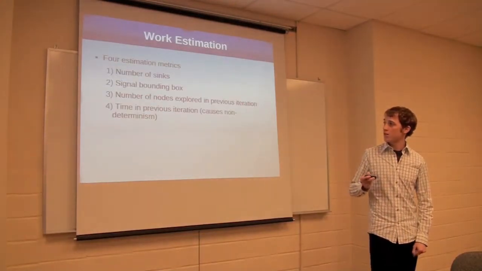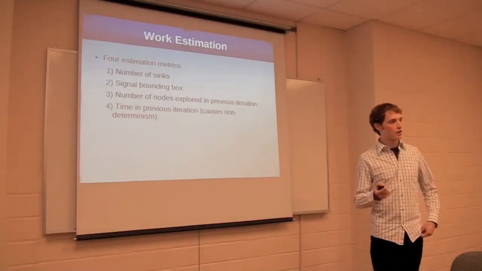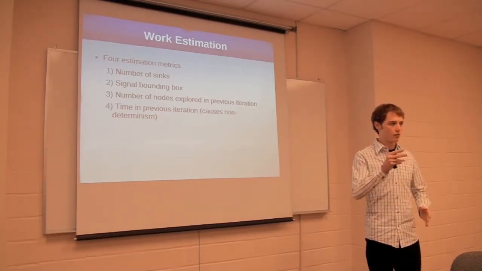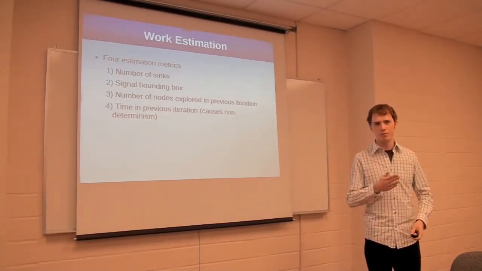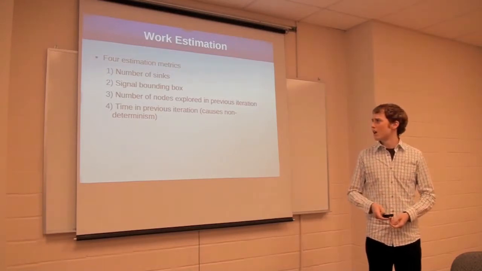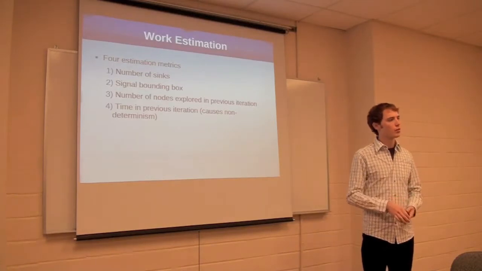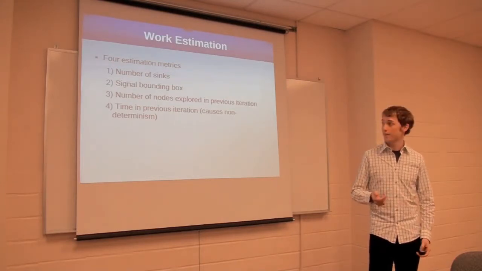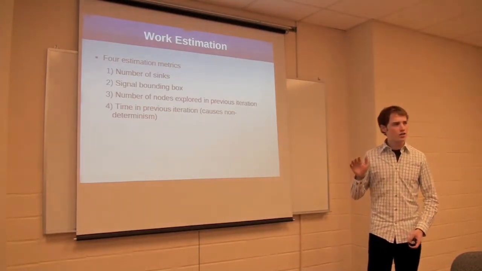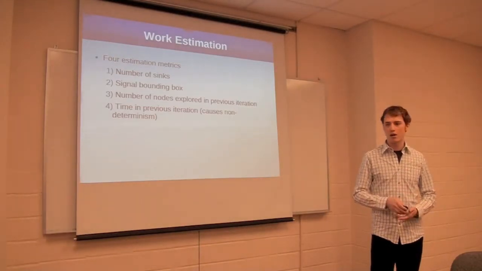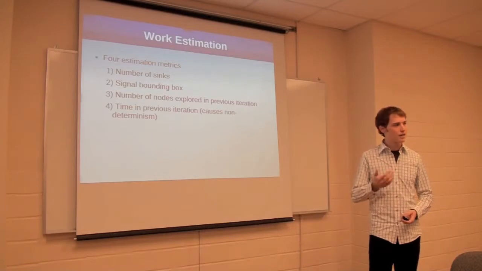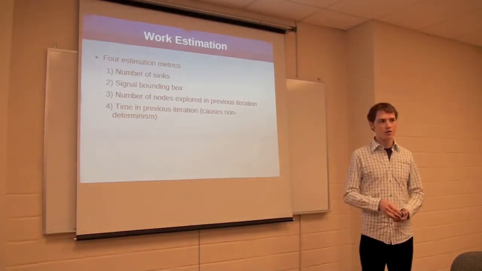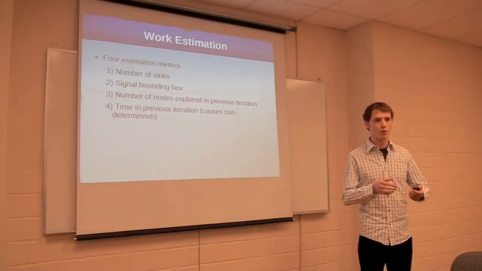So we used 4 estimation metrics. We tested them out. The first is the number of sinks for a signal. The second is the bounding box, so basically the length of the wires; length of wires would be correlated with bounding box. And the third is the number of nodes explored in the graph in the previous iteration, and that should be strongly correlated with the time that it takes to route a net. The fourth isn't one that we actually used, or that we're suggesting that you use. This is just for comparison. The fourth is the time taken, so the actual microseconds taken in the previous iteration. But this causes non-determinism because that can change from run to run.